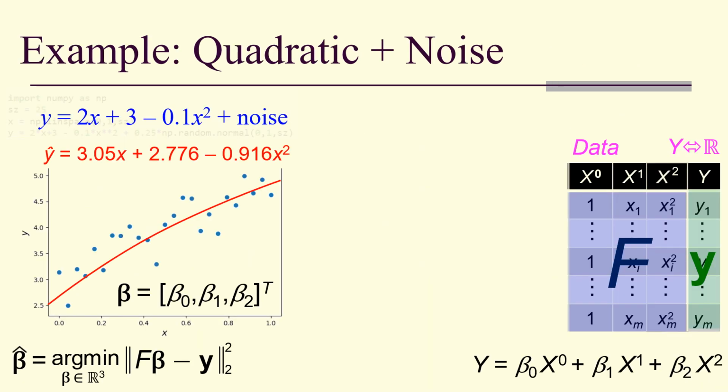So for example, in our quadratic plus noise, this parameter matrix 2.776, 3.05, negative 0.916 is actually F dagger, the pseudo-inverse of F, times y.